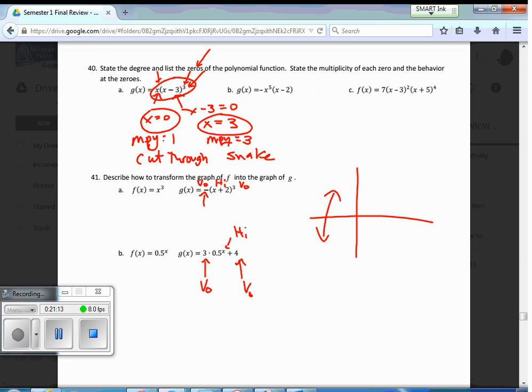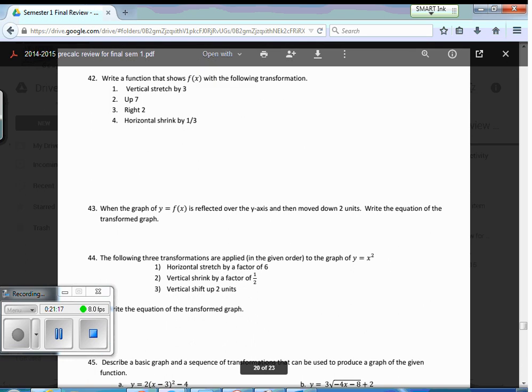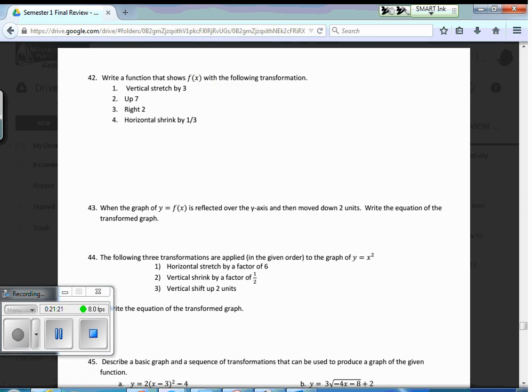All right, moving on. Next page, problem 42. You have to be able to write a function like this that shows f of x with the following transformations. You know what? We should have said that that had a parent function. Like we should have told you what it was. So I'm just going to say f of x equals x squared is the parent. So you start with x squared, and then you do this stuff to it.